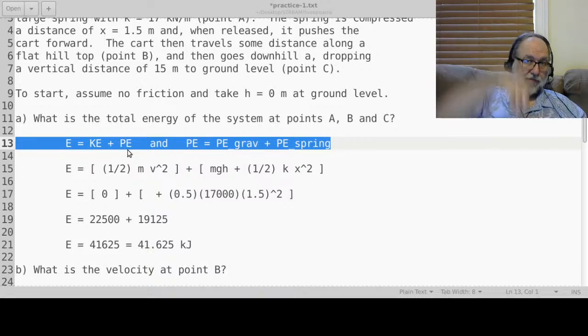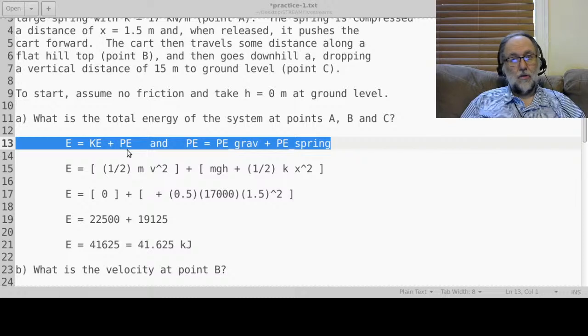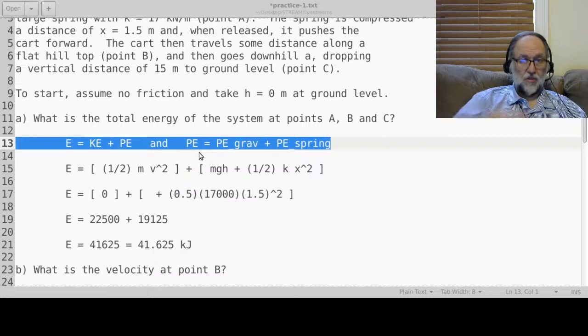And the higher it is, the further it falls, the more work is done, the more damage it does, or whatever. It's got more energy. And the other one is the potential energy due to a spring. So the potential energy can have several sources. And next semester, we'll even study potential energy due to electricity. So there's still more.